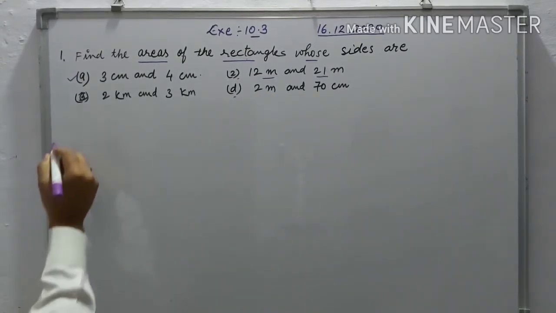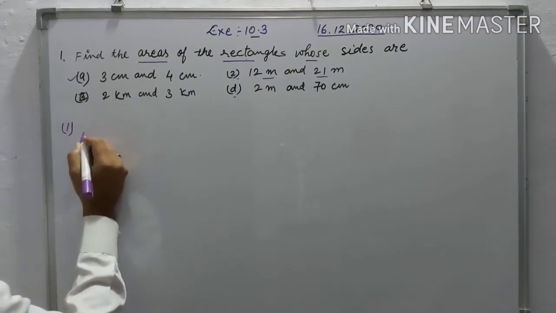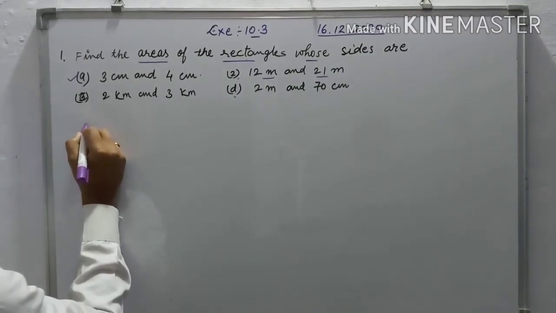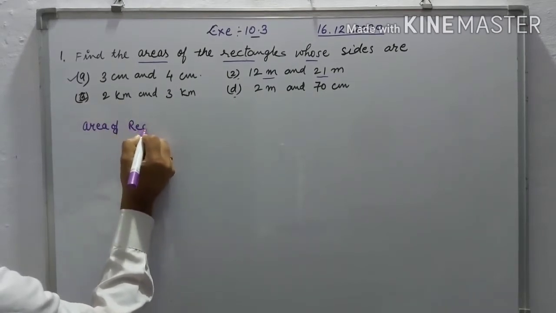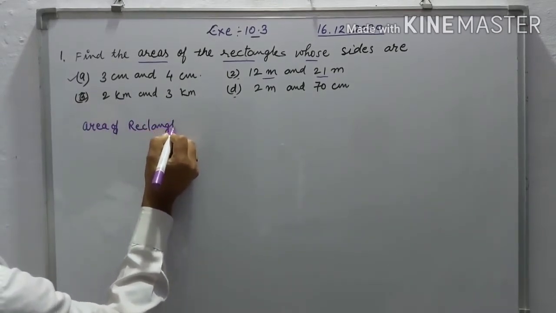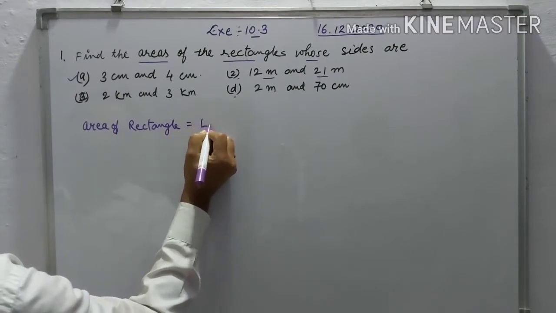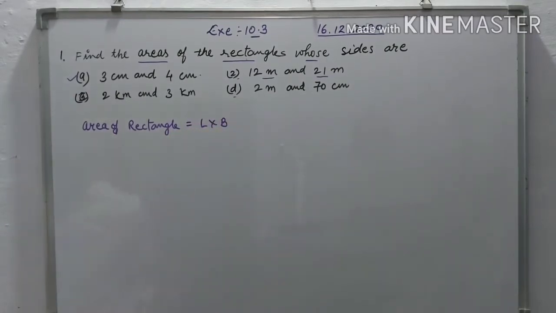So we will start with the first solution. Before the first solution, you write: the area of the rectangle is length into breadth. Okay, and then we solve the first question.